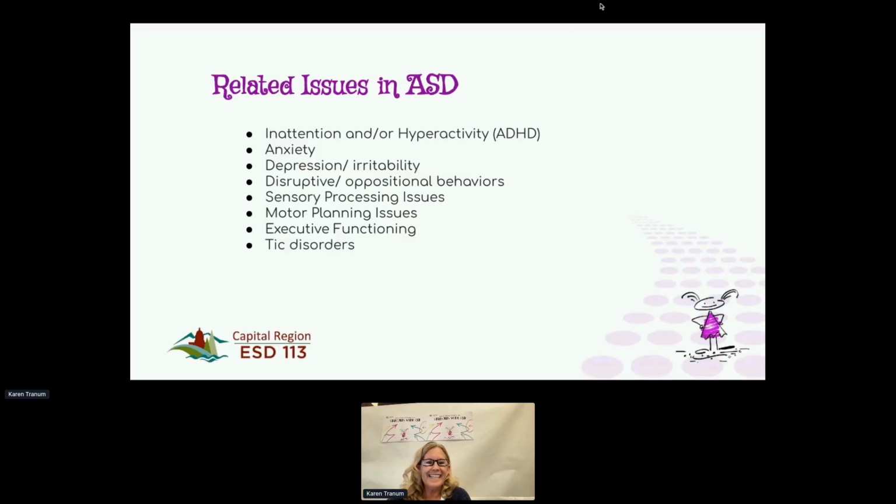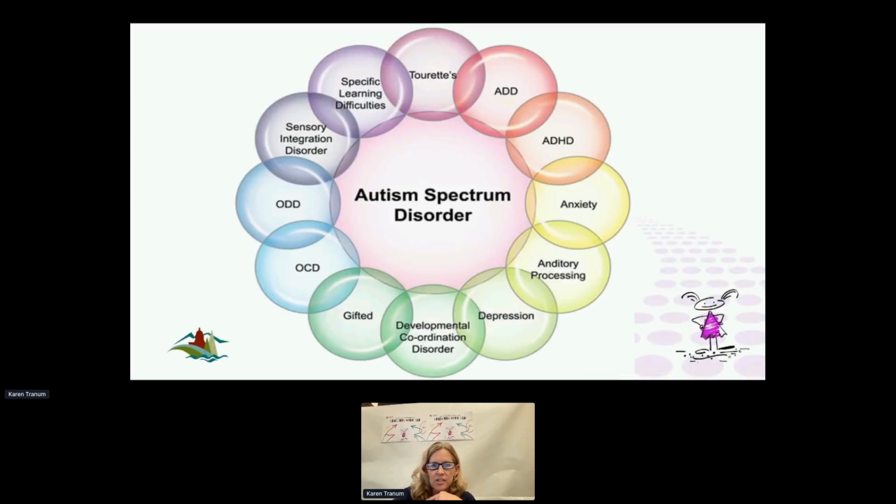Some of the related issues, I'm not going to read these. I'm going to move to the next slide. Let's just say they have a lot, but I love this next diagram that I came across at one point. It's sort of an expanded Venn diagram. And quite often, a person with ASD has a lot of things.